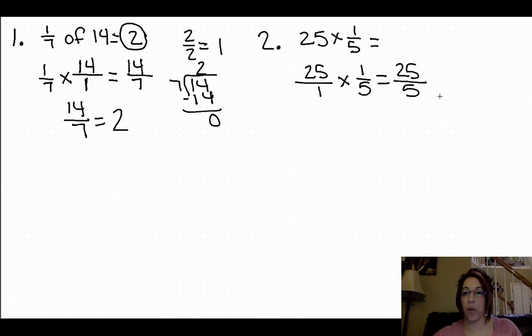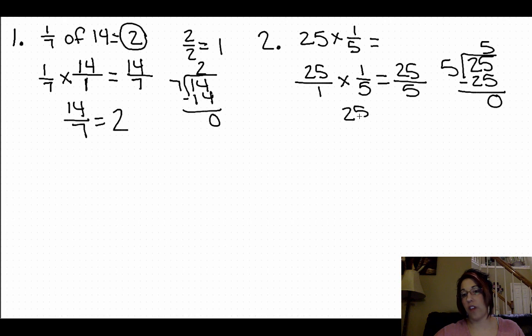And then we ask ourselves the question, do we need to make it a mixed number? Well, 25 is larger than 5, so we do need to do the division. 5 will go into 25 5 times. 5 times 5 is 25. 25 minus 25 is 0. So our fraction would be 0/5. We don't need to put that there. So 25/5 equals 5. It is a whole number, so we do not need to simplify.